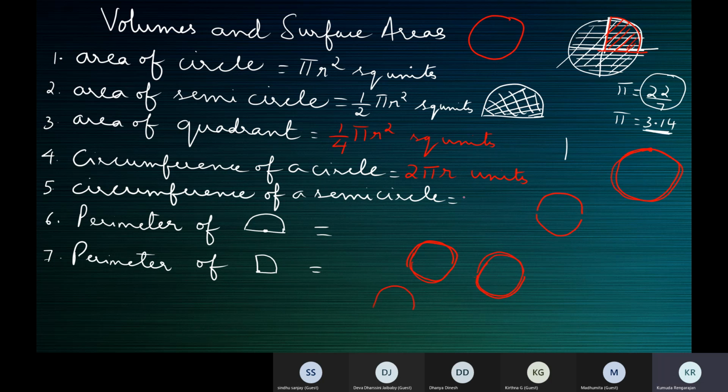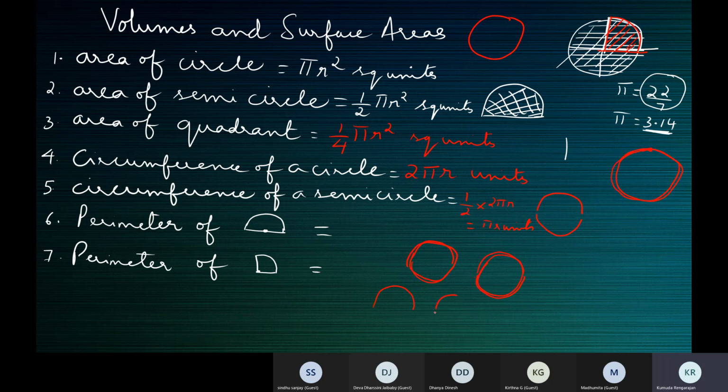That is half of 2 pi r, where the 2 gets cancelled, the 2 in the numerator and denominator. So it is pi r units. What is this pi r units? It gives you the length of a semicircle.